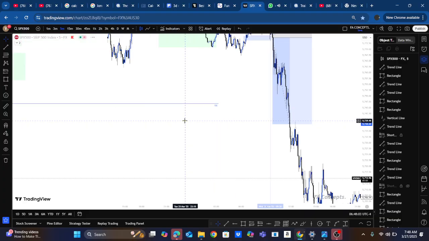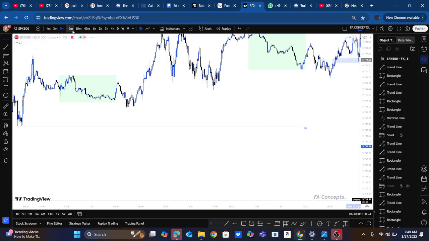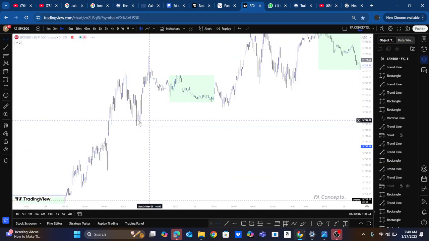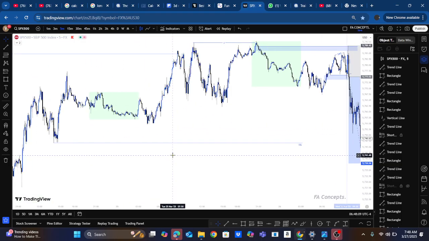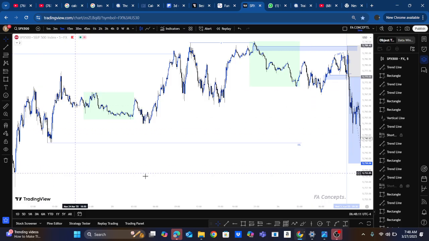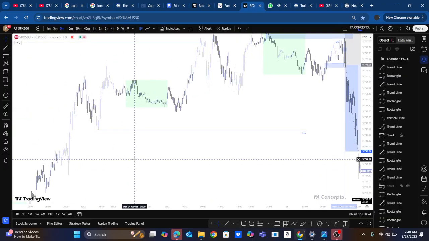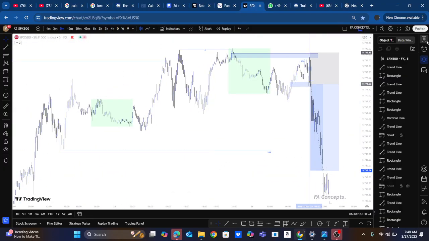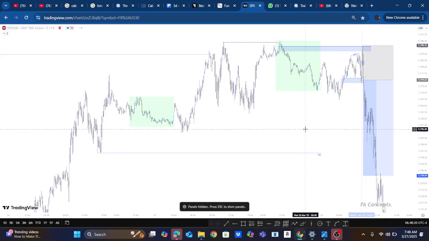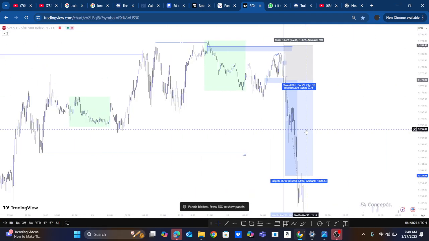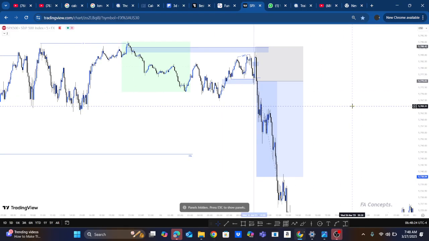And my targets were these lows. You had sell side here, with all this sell side that was resting to be taken. So this was my take profit, and yeah, that was the trade, man. That was the trade.